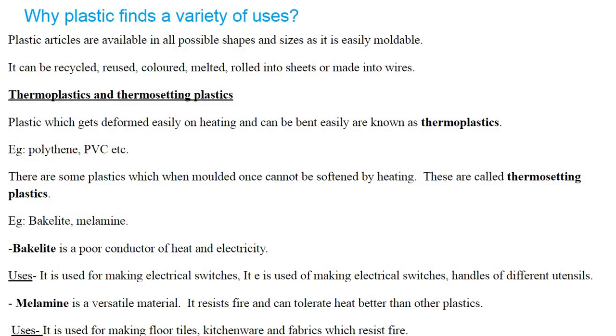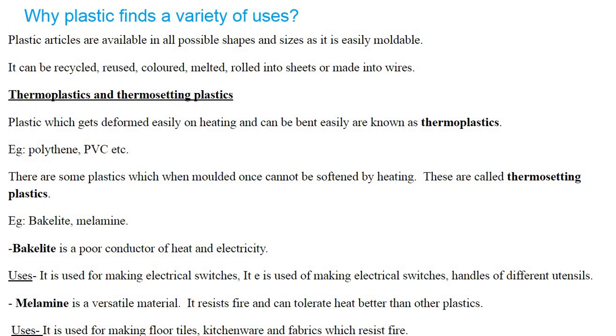We are using plastic for a variety of uses because it is possible to change its shape, size, etc., because it is easily moldable. It can be recycled, reused, colored, melted, rolled into sheets or made into wires. Generally, there are two types of plastics, that is thermoplastics and thermosetting plastics. We'll see them one by one and their uses also.